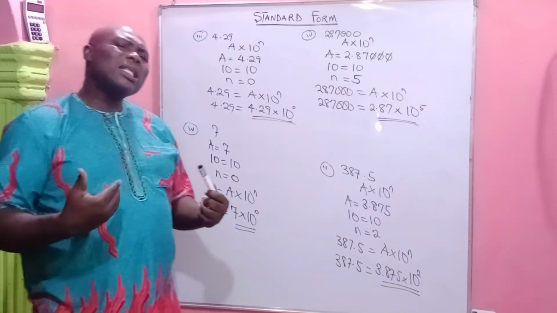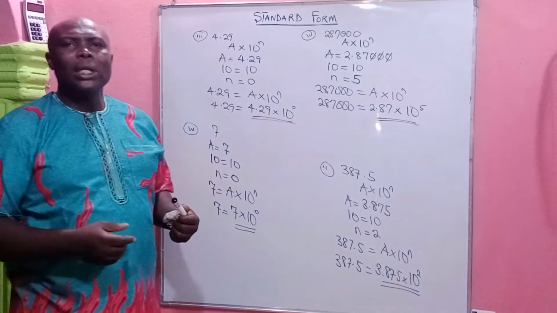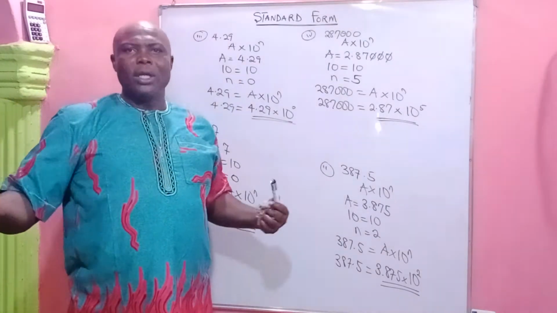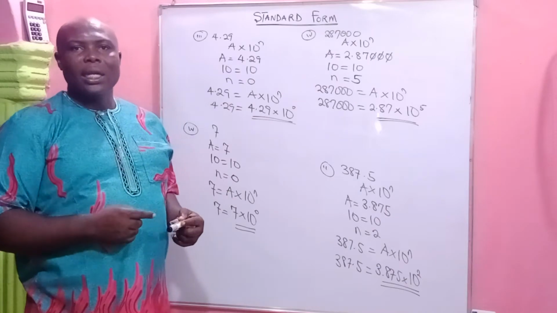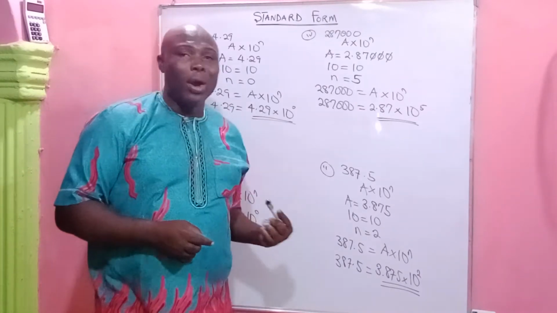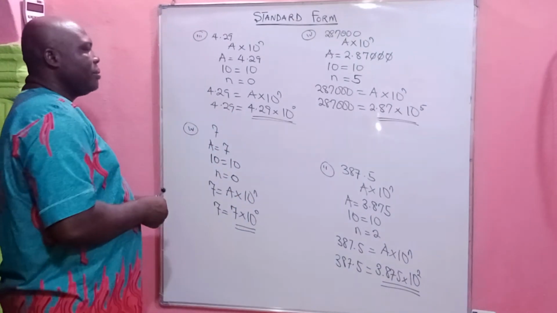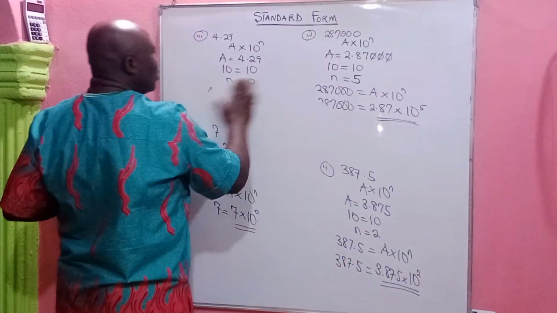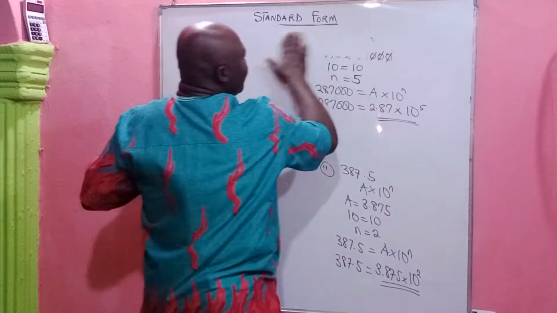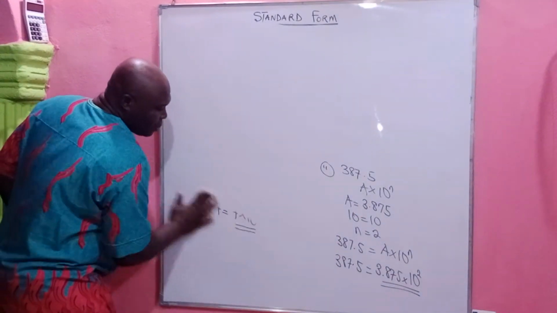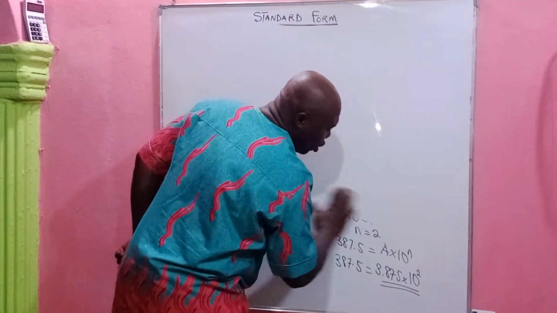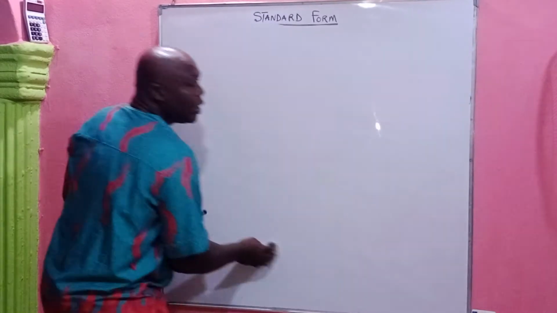All right. So what about numbers that begin with 0 point? Numbers that are fractions that are less than 1. That's numbers that begin from 0 point something. How do you express them in standard form? So that takes us to the second part of it, which is to express decimal fractions that are less than 1 to standard form. They come this way.